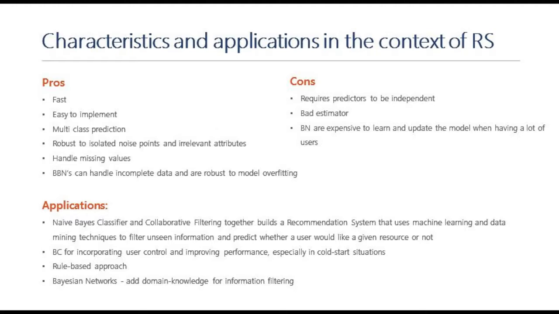The Bayesian network approach has been used in several settings as a way to add domain knowledge for information filtering, but as we already mentioned, it's very expensive to learn and update the model when it has lots of users.